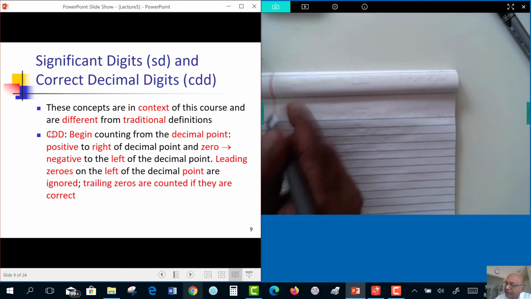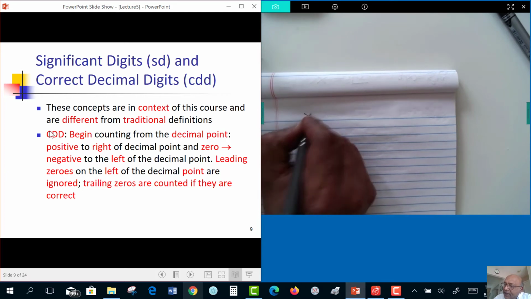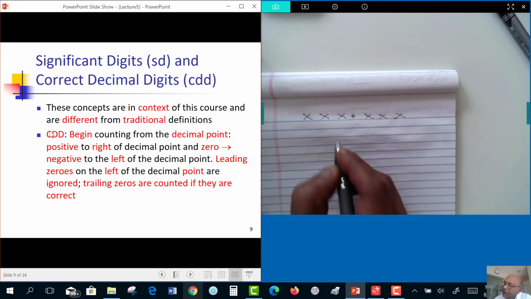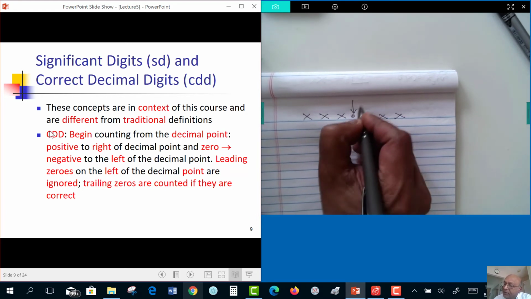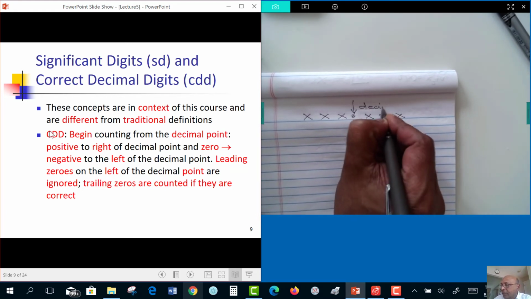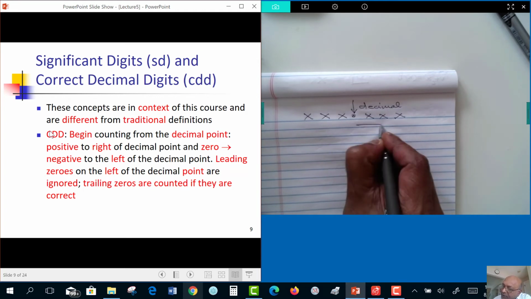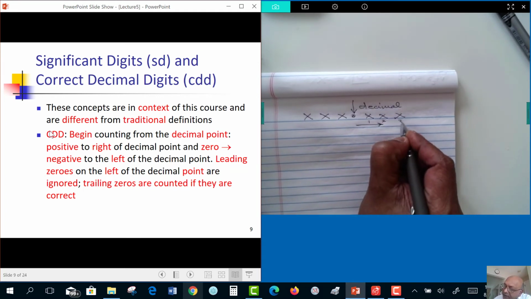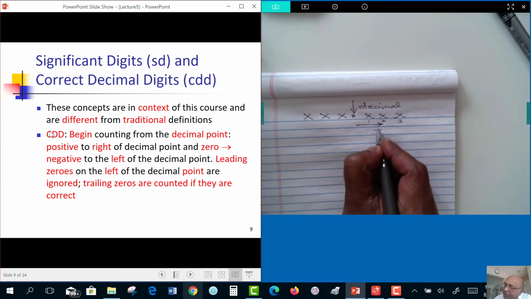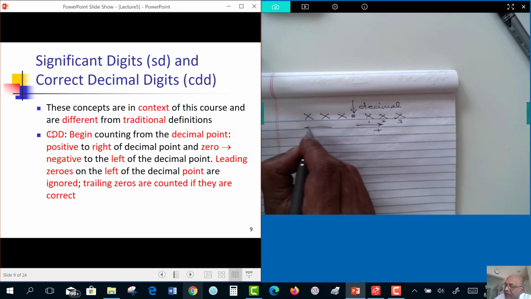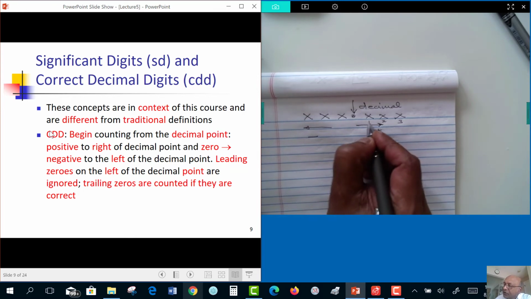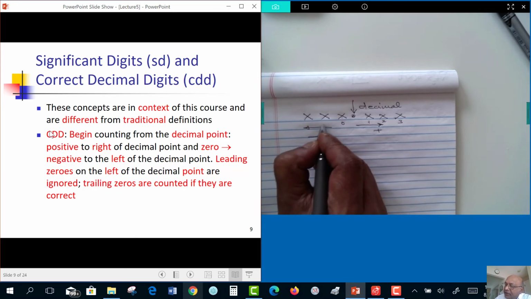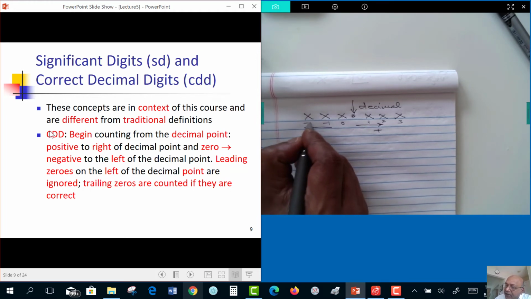So we have a number, let's say xxx.xxx. We start counting from the decimal point. If we count towards the right, we go positive. So this is our first digit, second digit, third digit. This is our positive direction. This is our negative direction. So if this was 1, the digit to the left of the decimal point is 0, then -1, -2.